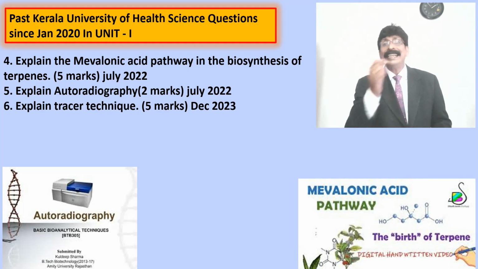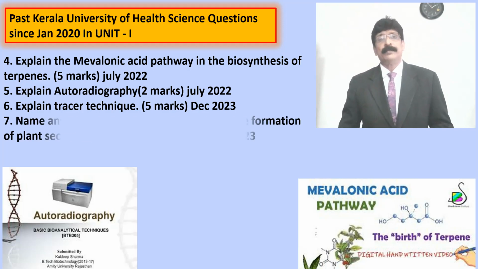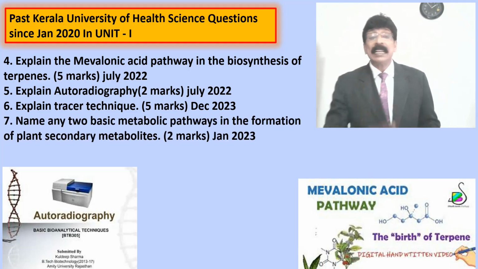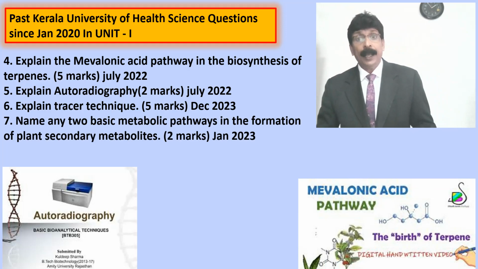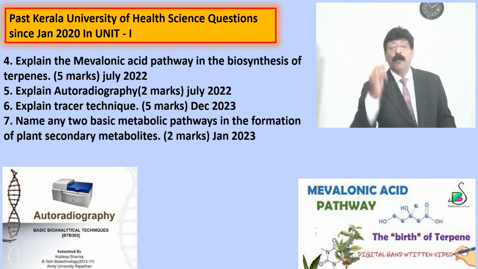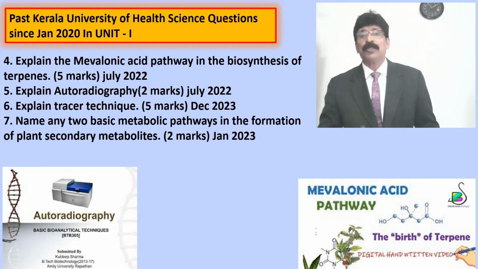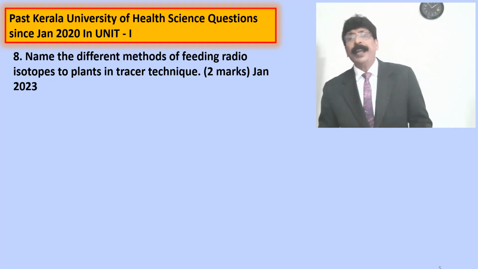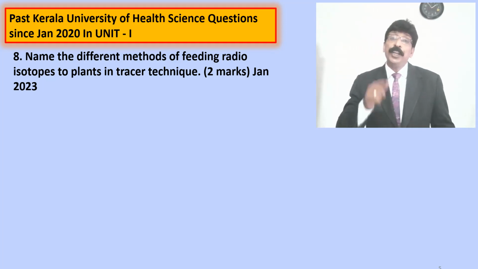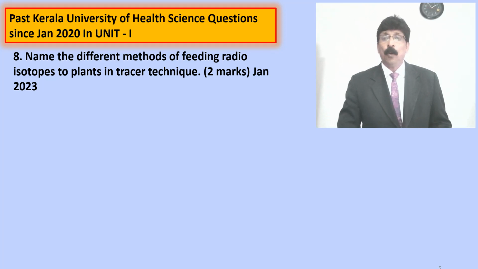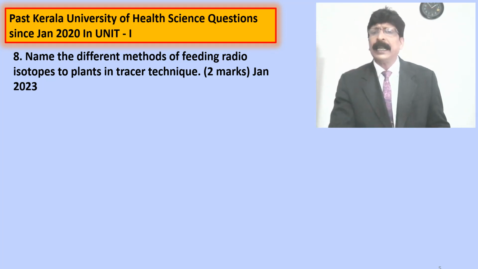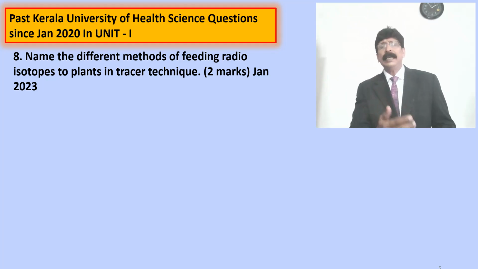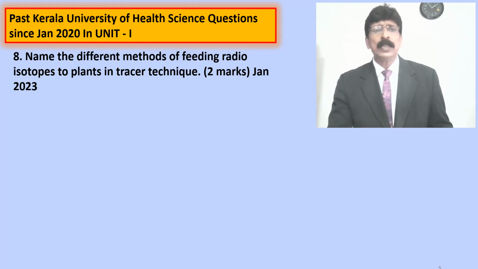Explain tracer techniques, a 5-mark question. Name 2 basic metabolic pathways in the formation of plant secondary metabolites, a 2-mark question in June 2023. And name different methods of feeding radioisotopes into plants in tracer technique. What are the techniques by which radioisotopes can be incorporated into the plants to have a basic study of the metabolic pathway using tracer techniques?